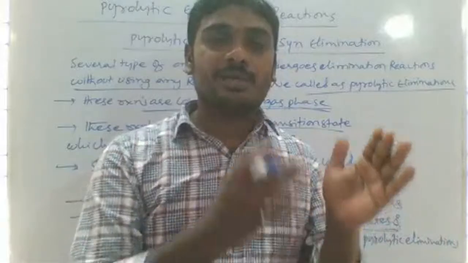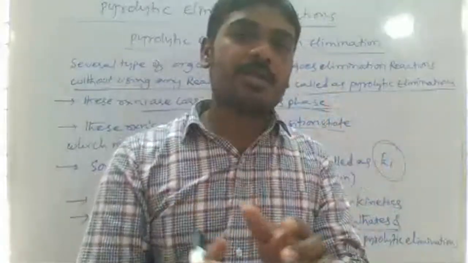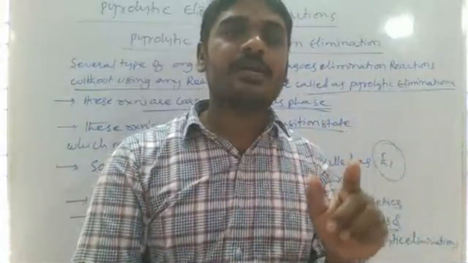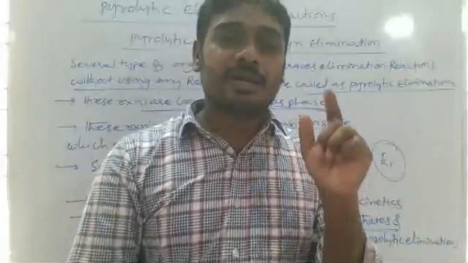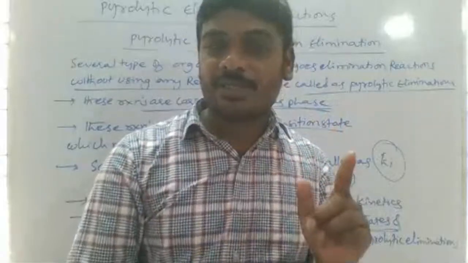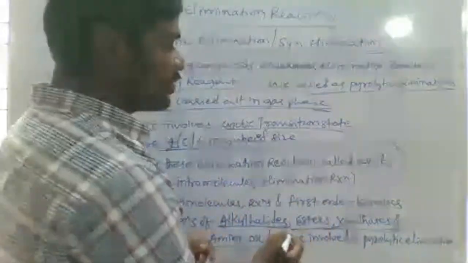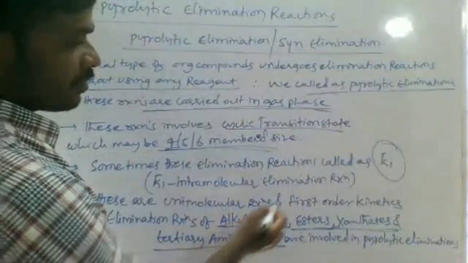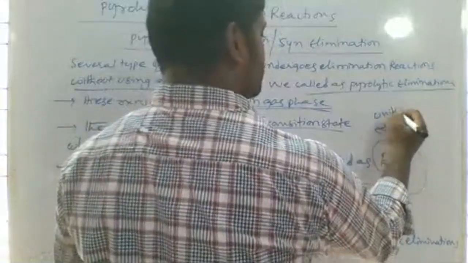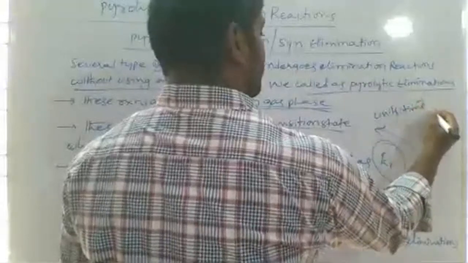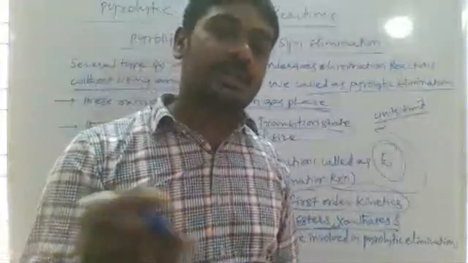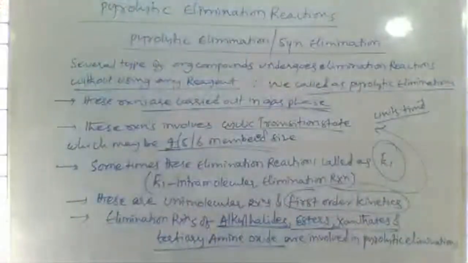In this reaction, only one reactant species converts to product. The rate determining step involves only one species, so the order of the reaction is one, the molecularity is one, and it follows first order kinetics. The units of first order kinetics are time inverse: minute inverse, second inverse, hour inverse, day inverse, month inverse, or year inverse. Please take this screenshot.